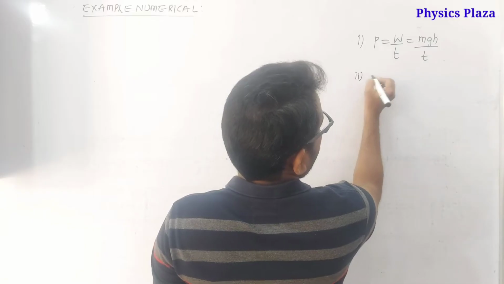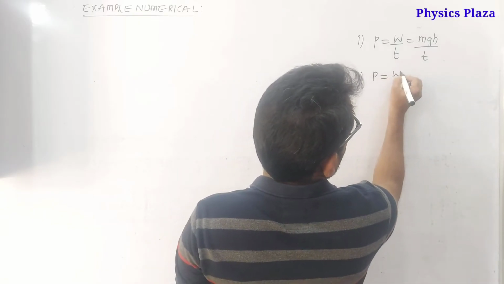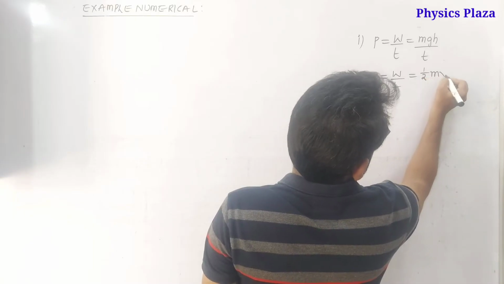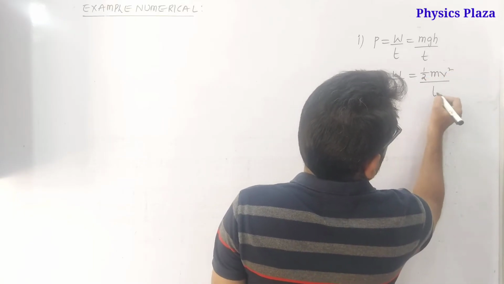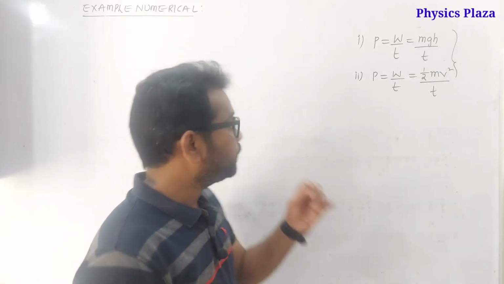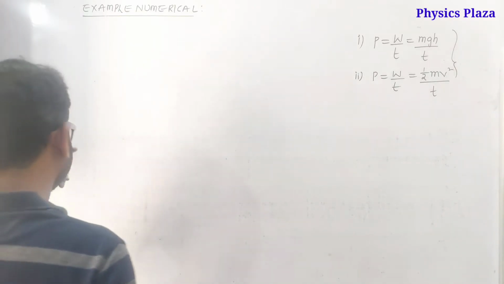Whereas, if the work done is stored in the form of kinetic energy, then we can use half mv square by T. Children, these two formulas are very important. Is it clear? Fine. So let us take one example here.